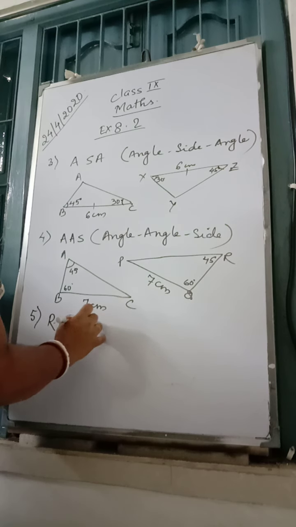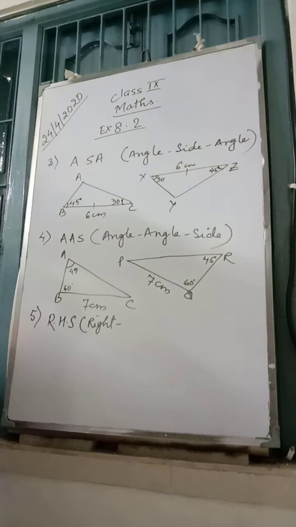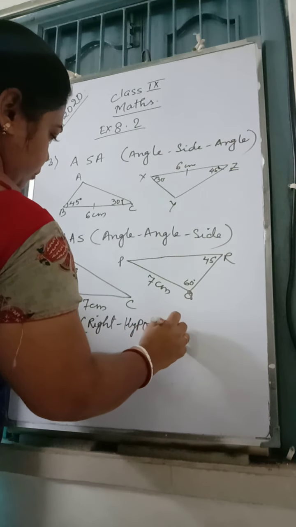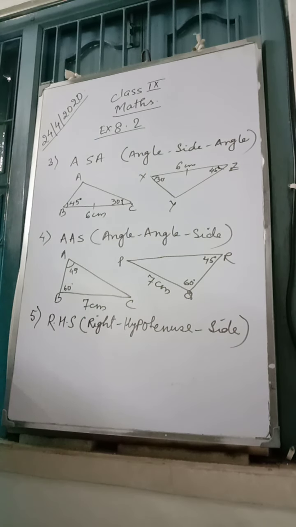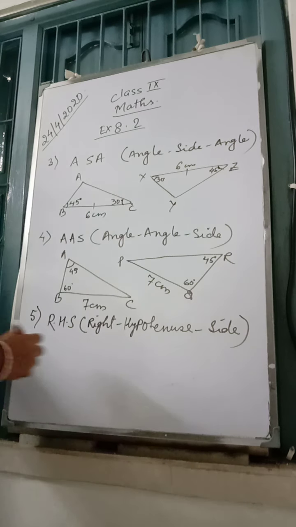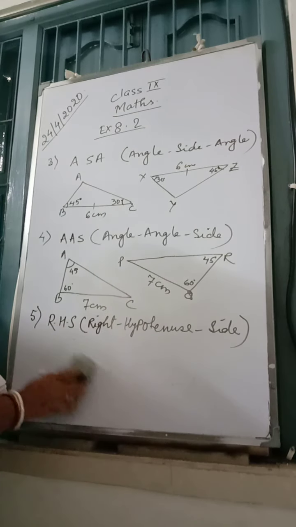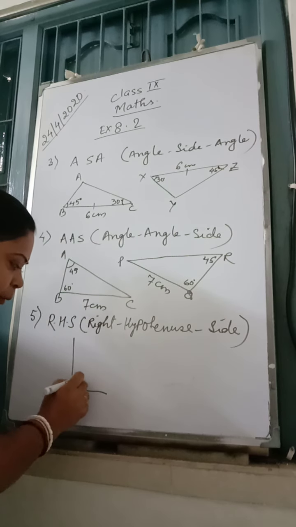Fifth is RHS, that is right angle, hypotenuse, side. What does it mean? That is applicable only with the right angle triangle. If we have two right angle triangles, and the sides forming the right angle, sorry. Now the sides, we have these two sides which form 90 degree.